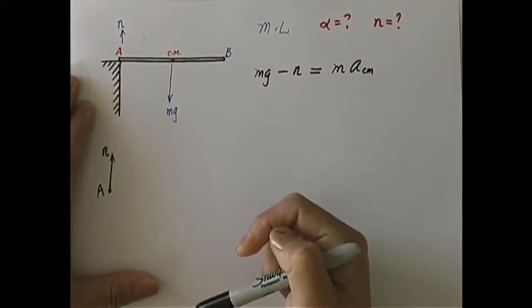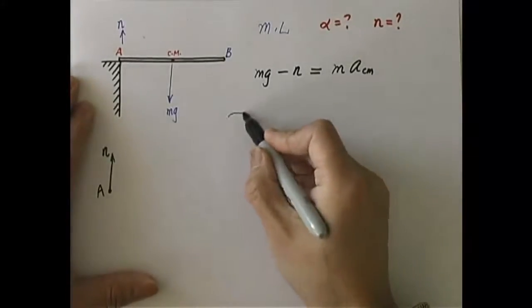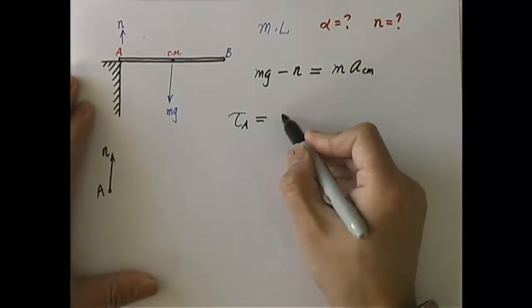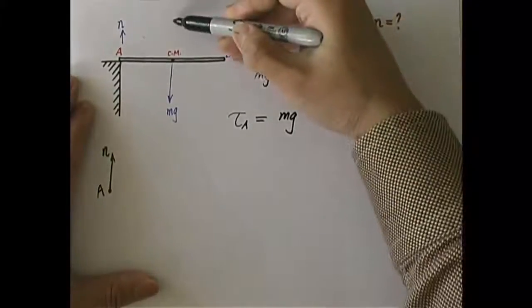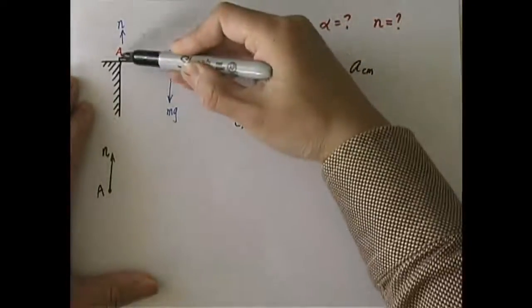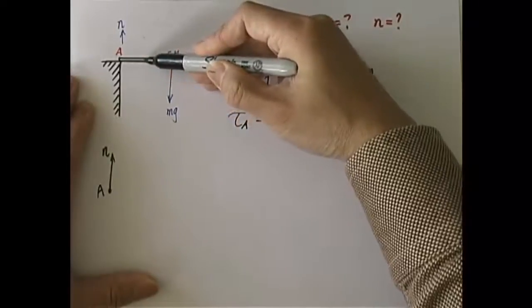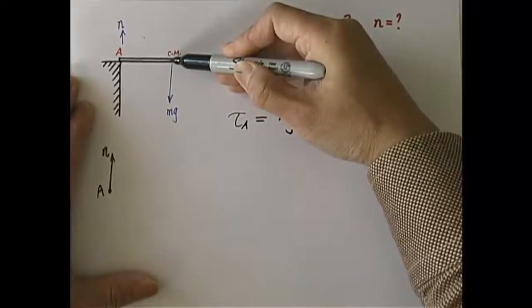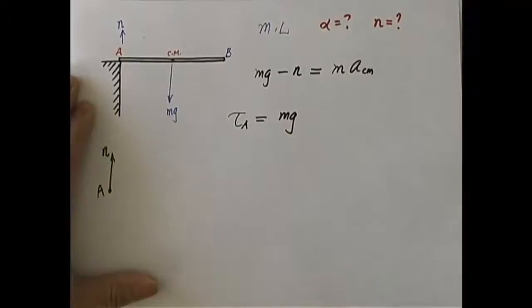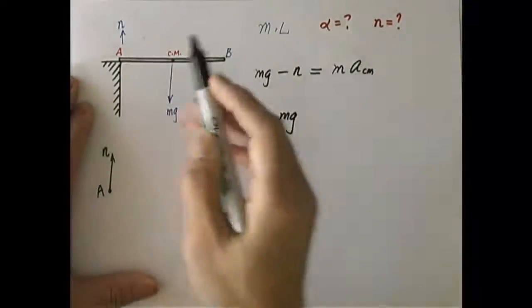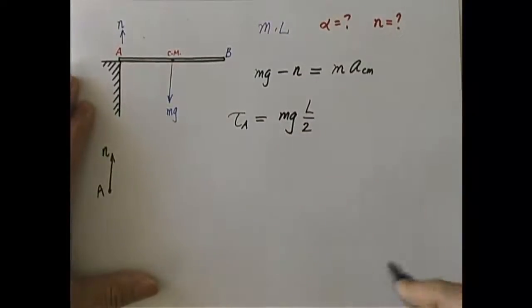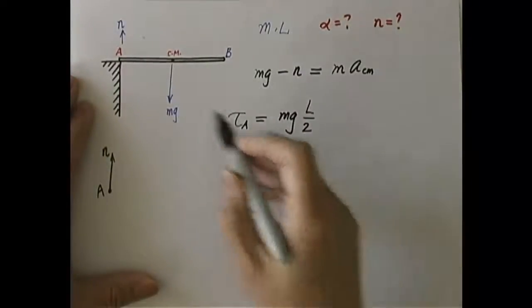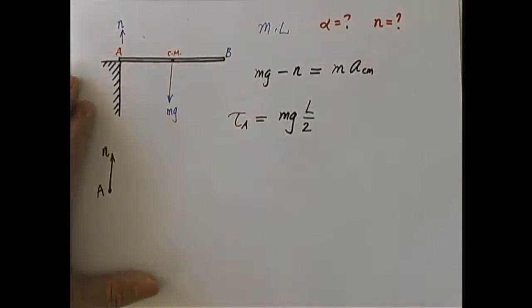What is the torque equal to? By definition, torque about point A is mg, that's the force, times the lever arm. What's the lever arm? Well, here's the line of action, and here's the point of interest. You drop a perpendicular from the point of interest to the line of action. That distance is the lever arm, and what's that distance from here to there? Isn't that half of L? Again, that is all the torque there is about point A, because N has no torque.